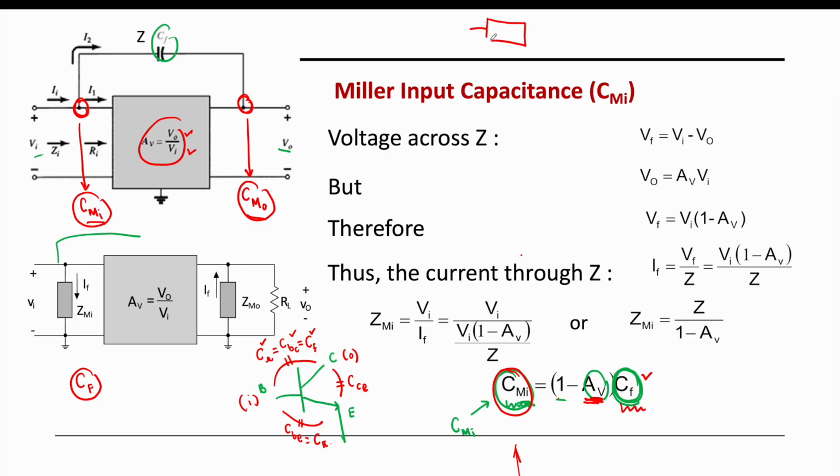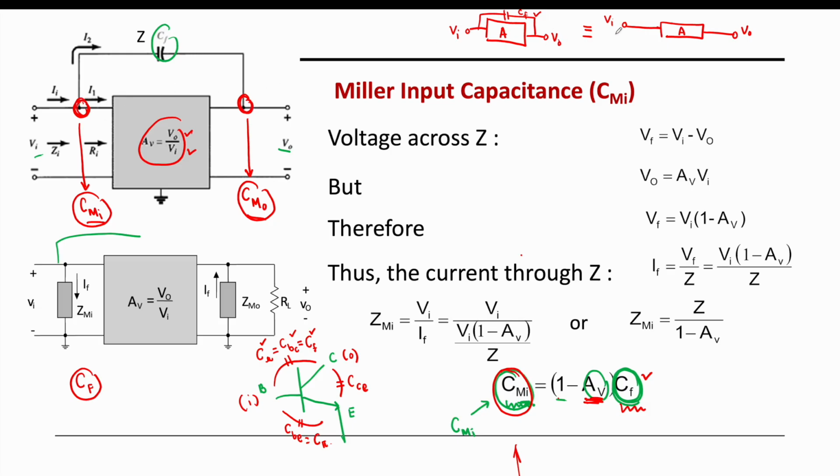Let's give some values. Let's say we have an amplifier. This is our input voltage and this is our output voltage, and we have a feedback capacitance here known as CF. This can also be redrawn as: this is the input voltage, this is the amplifier, and this is the output voltage, and we said that this CF can have CMI and CMO, right?